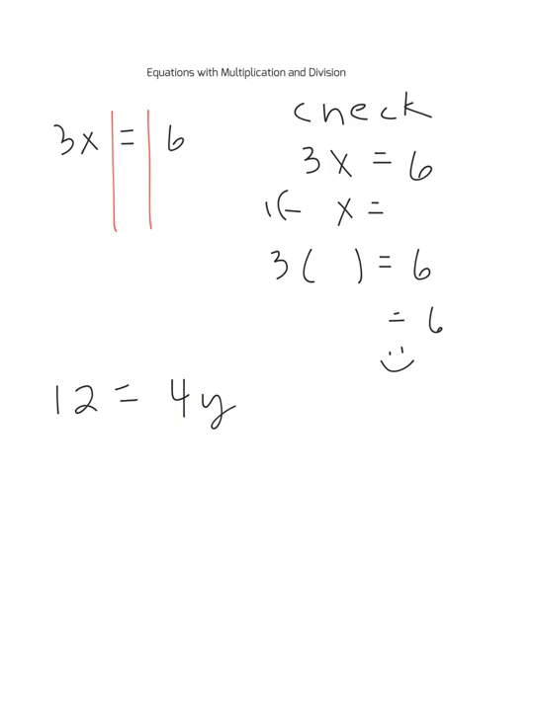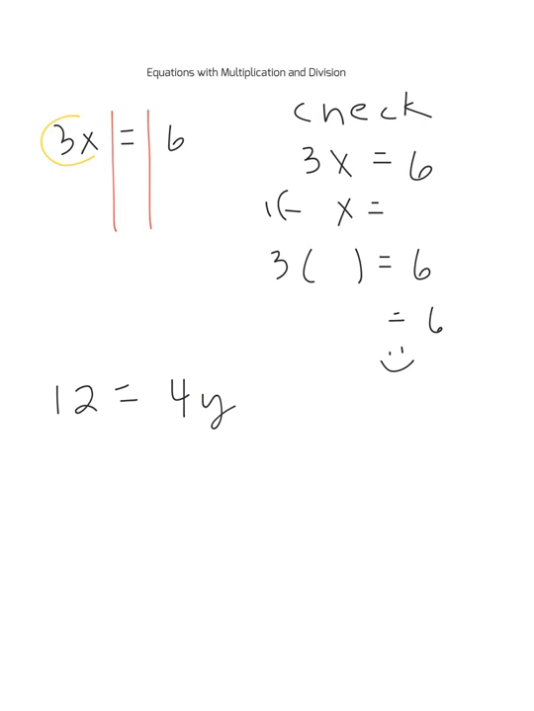Let's take a look at equations with multiplication and division. So our first problem says 3x equals 6. Remember that if you do not see a multiplication sign or a dot, like right over here, it's 3x, you have the variable and the coefficient right next to each other, it's going to be multiplication.